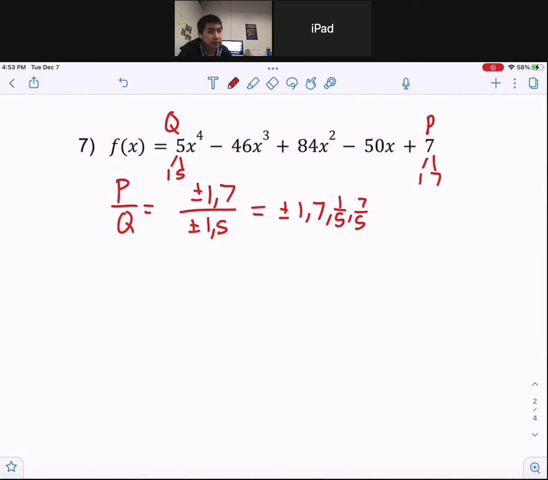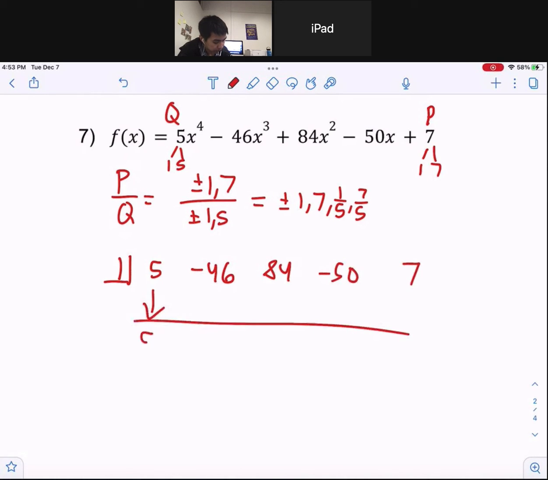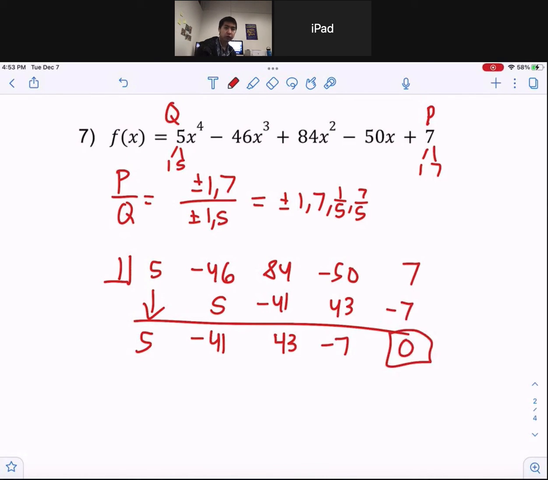So one thing we could do is guess if it's 1. So write down the coefficients of your polynomial to see if it's right. 5 times 1, 5. Add -41. -41 times 1, -41. Add, you get 43. 43 times 1, 43. Add -7. -7 times 1 is -7. Add, you get 0. So we struck gold on this one, right? We found a 0 remainder, which means that x minus 1 will be a factor, and this is a 0.